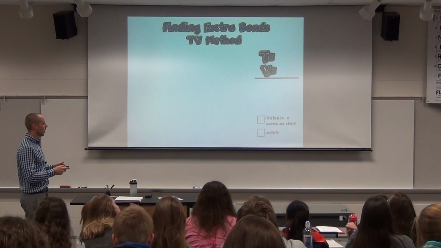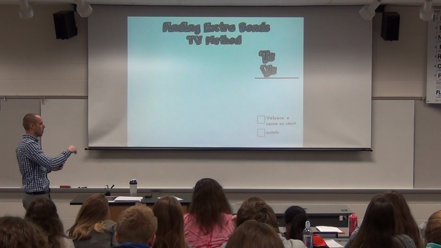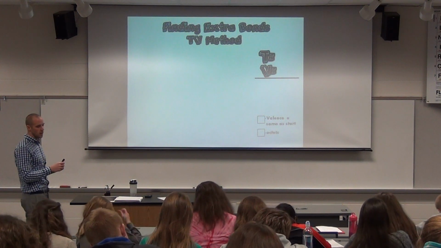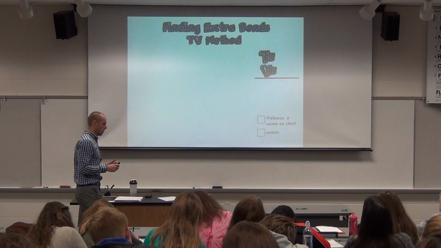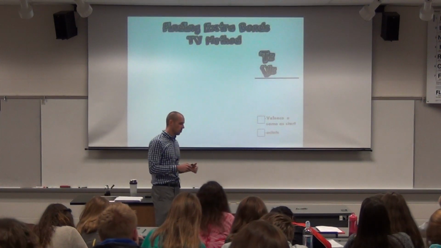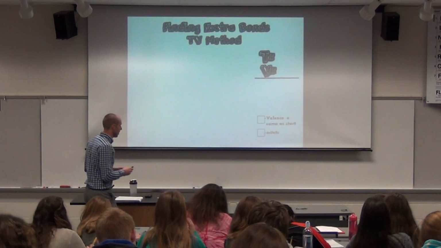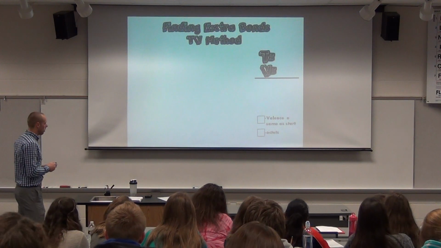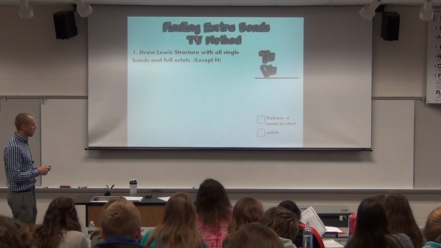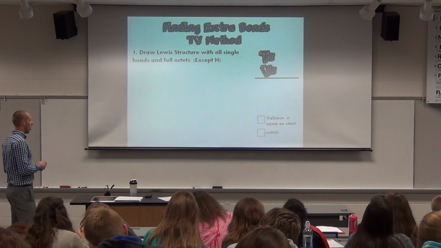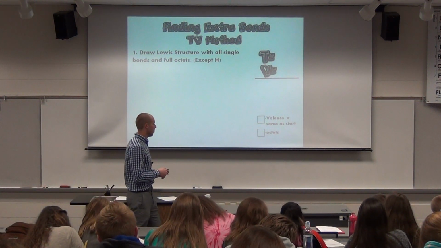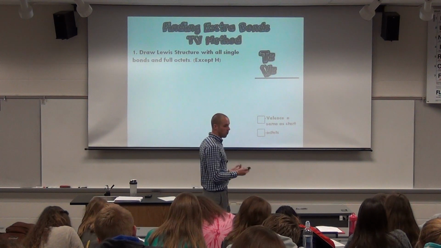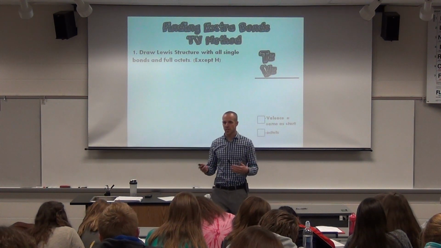So what you should be doing right now is writing a T equals and a V equals off to the side somewhere on your sheet, and you're going to want to write in these steps. This is somewhat on the back of your sheet too, a little bit more in depth, but it's going to help you write these out, okay? The very first step is to draw a Lewis structure with all single bonds and full octets. So we're going to focus on the one we just did again.